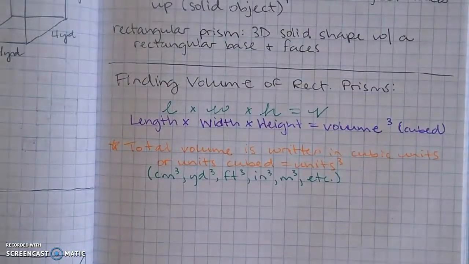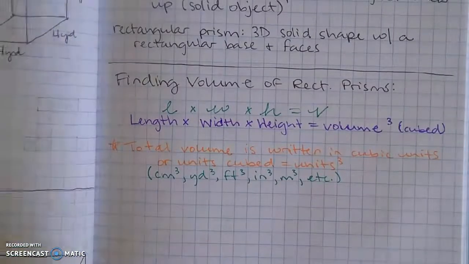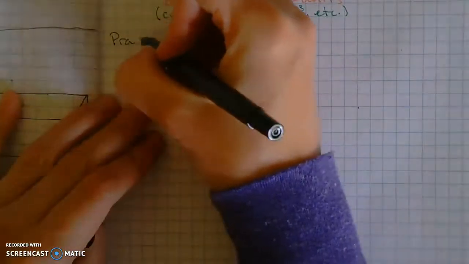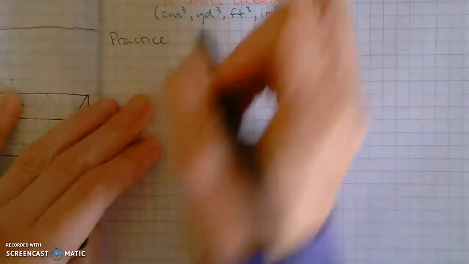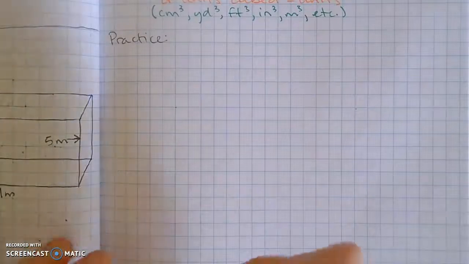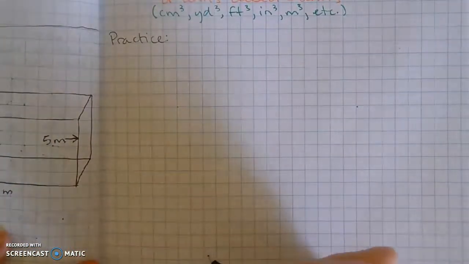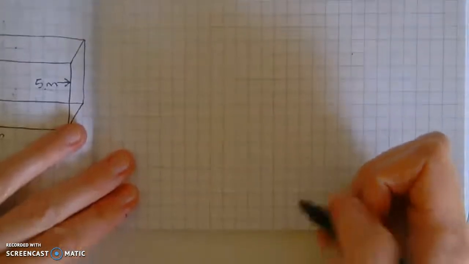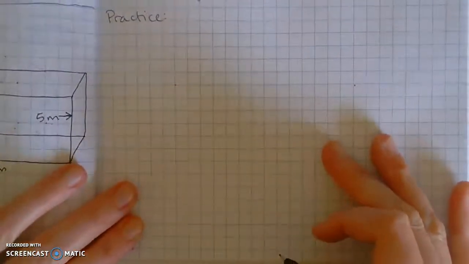So let's do a couple practice problems here. We're going to just do a couple practice problems together to refresh your memory, okay? So I'm going to draw these out. We're going to do 6 centimeters. I'm going to give myself a little bit of space at the bottom of my page. So there you go. You can see it right there.